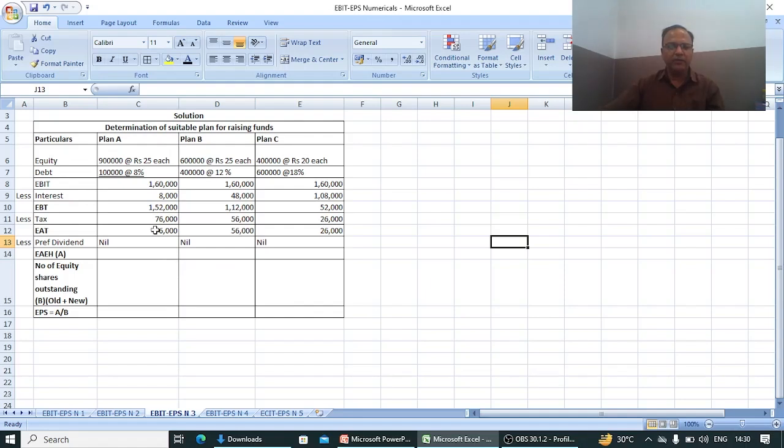Earning available to equity holders, because the preference dividend deduction is nil, so the amount will be the same. Now, the number of equity shares outstanding.